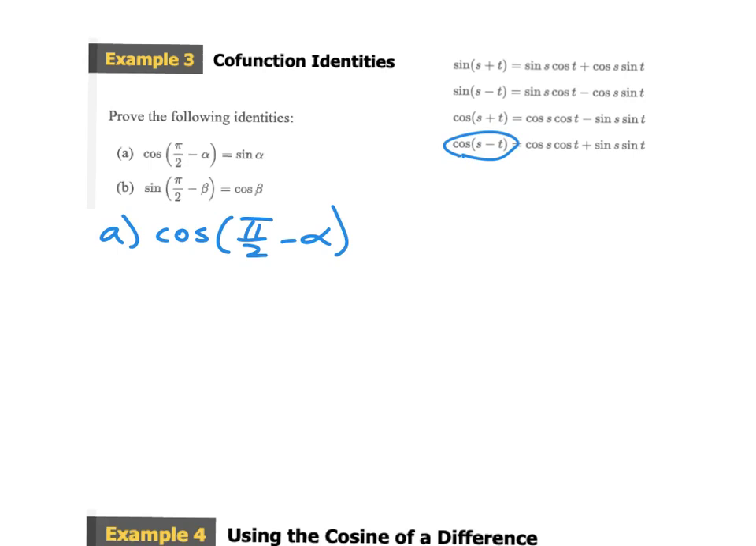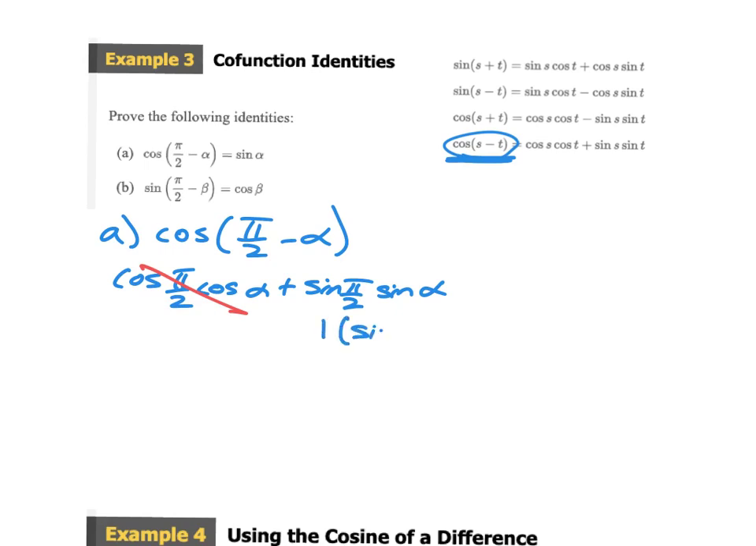Well, let's use, once again, our subtraction rule for cosine. So this is going to be cosine of pi over 2 cosine of alpha plus sine of pi over 2 sine alpha. Well, guys, we know cosine of pi over 2 is 0. So this cancels. Sine of pi over 2 is equal to 1. And I just proved it.